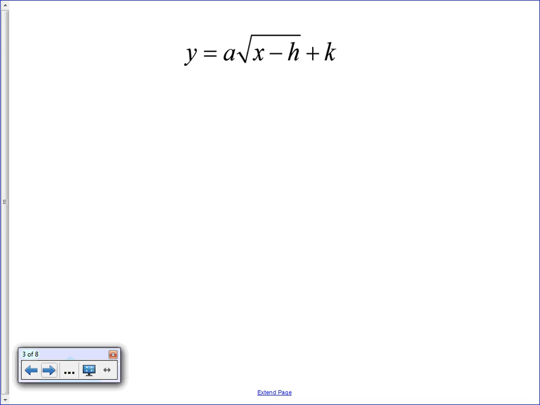Now, what happens if I multiply or add or subtract different constants in this function? How does that change the graph? So if there is a number being multiplied by the square root, this creates what's called a stretch or a compression. A vertical stretch or a compression, which means that it'll either get stretched out vertically or it'll get compressed, which means shrunk vertically.